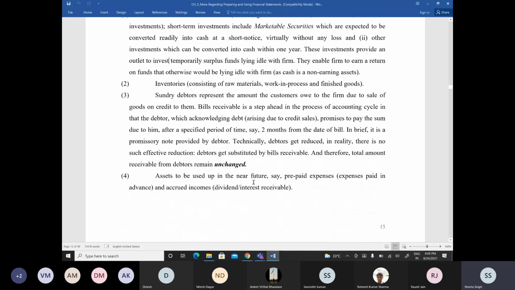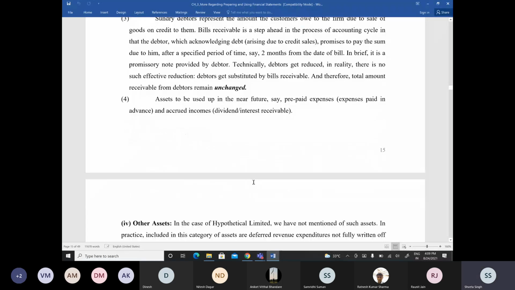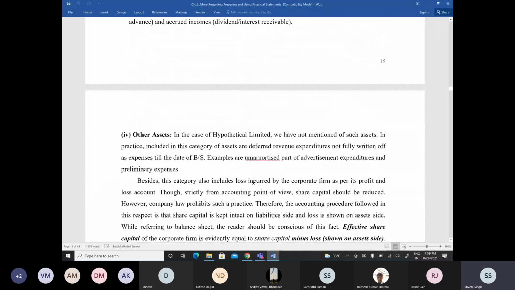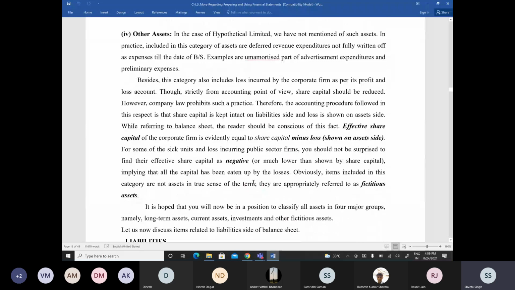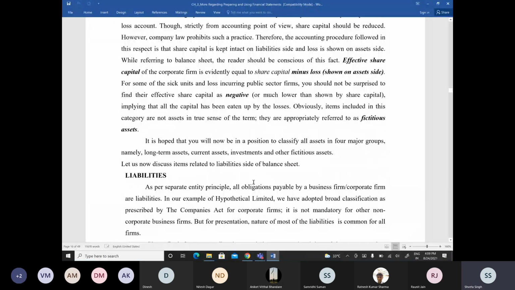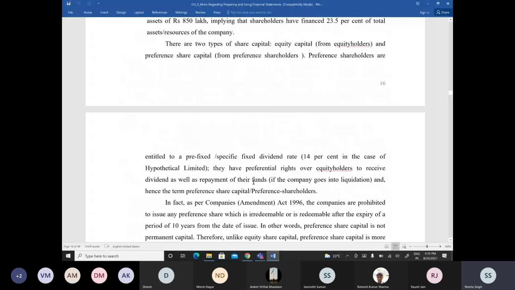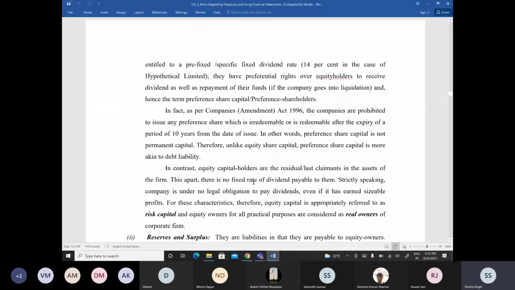These are the other assets, current assets that can be there. Okay, then this is a description of all your liabilities. What is share capital? This is just for your understanding. Okay, what are reserves and surpluses. All of these are there.